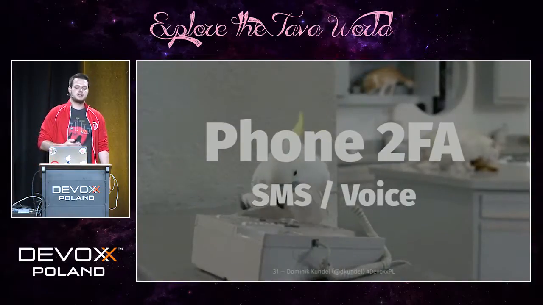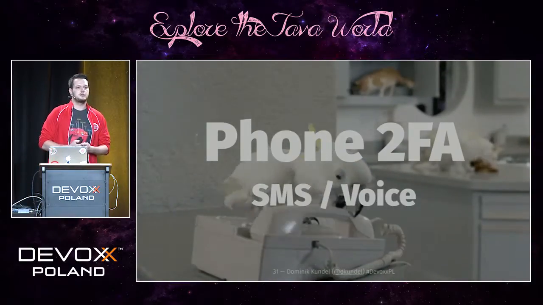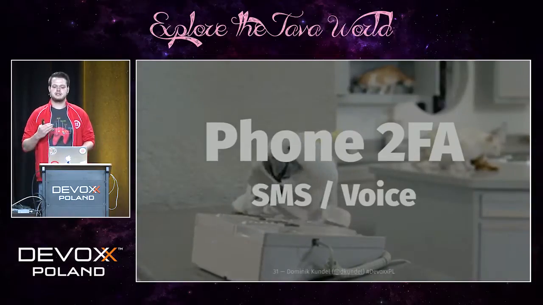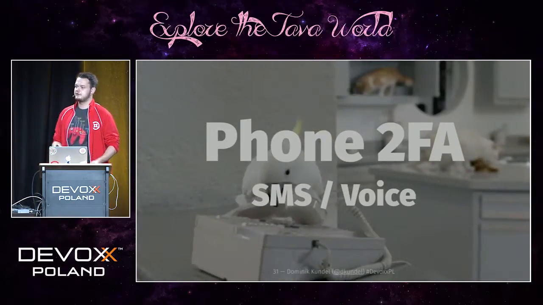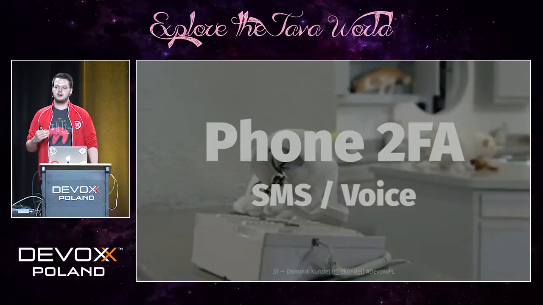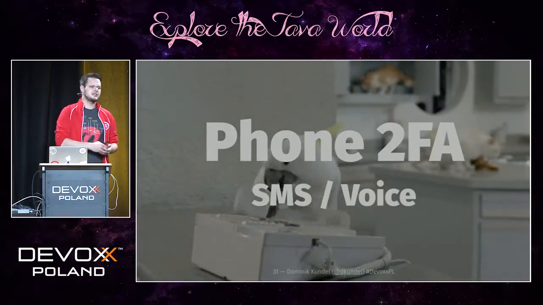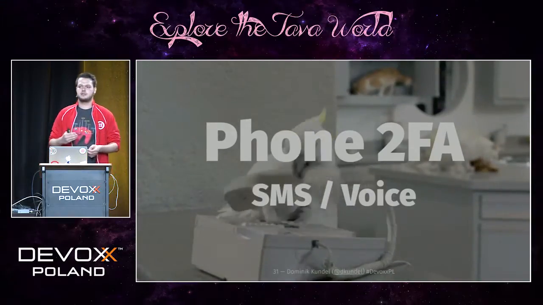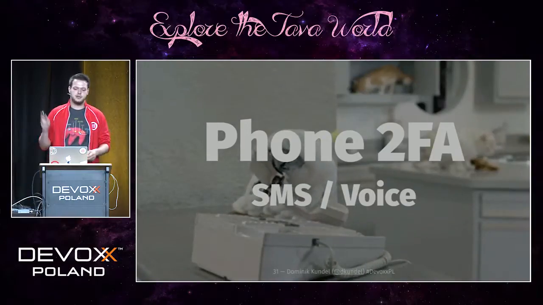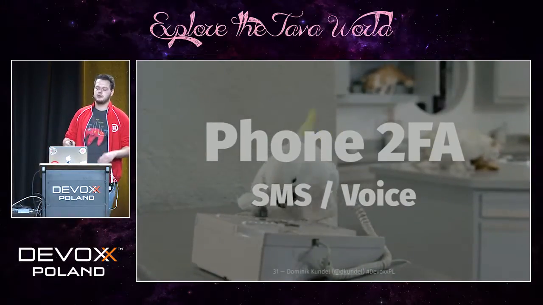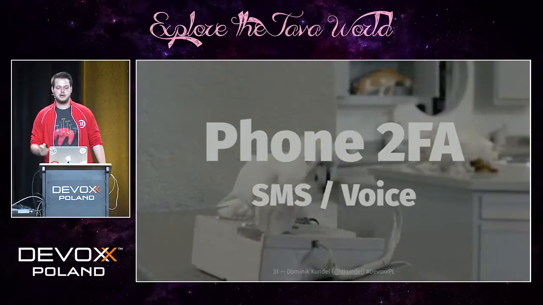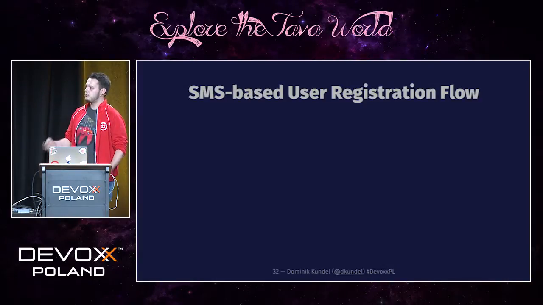The first option is phone two-factor auth. So using standard means such as SMS or voice to augment the flow. Most typically it's SMS, but it can be also voice just as easily. If we go through the process, you can at any point replace SMS by voice, and it works the same way. So what do we actually have to do?